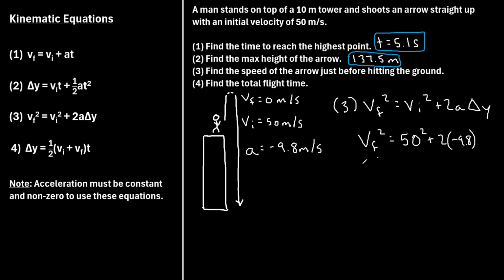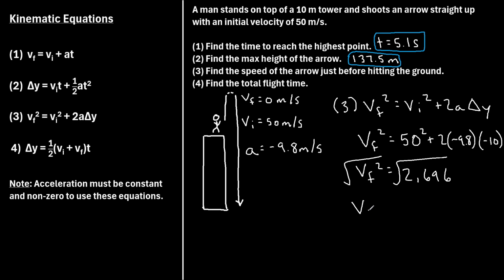For the displacement, remember, displacement is just the final position minus the initial position. The final position that we're talking about is right here. Let's call that 0 meters. And notice that the initial position is up here at the top of the tower, which is 10 meters. So our displacement is going to be 0 minus 10. That's negative 10, so we'll say times negative 10. If we simplify a little bit, we find that the final velocity squared is equal to, the right-hand side turns out to be 2,696.